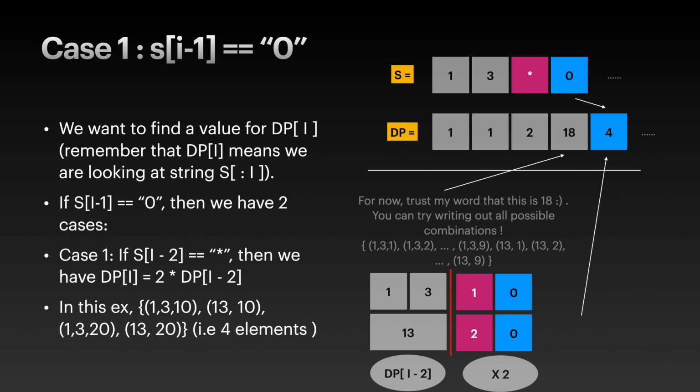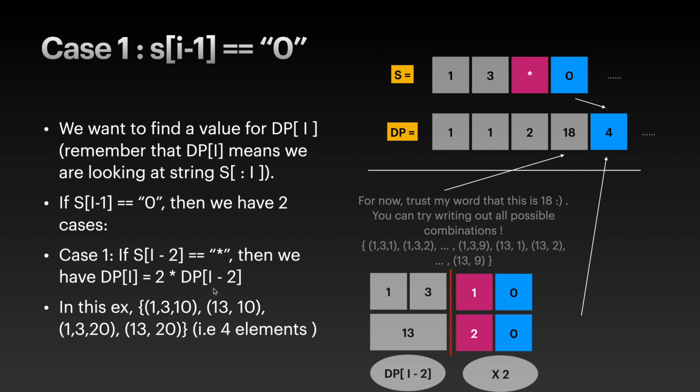Now for case 1, say we are at this position and we want to compute dp of 4. We have 2 cases to consider, when the previous element is the asterisk mark, when this is equal to 1, 2, or 0. Probably more than 2, I think. But for this case, when the previous element is the asterisk mark, our recurrence relationship will be dp of i equals 2 times dp of i minus 2.